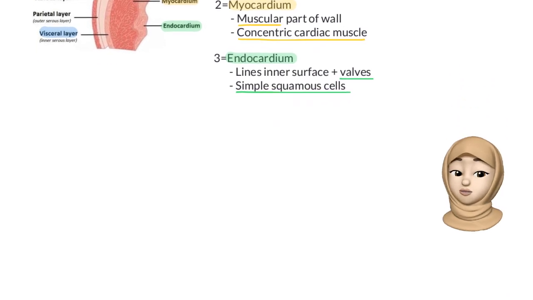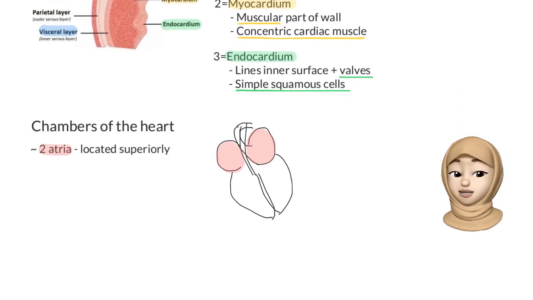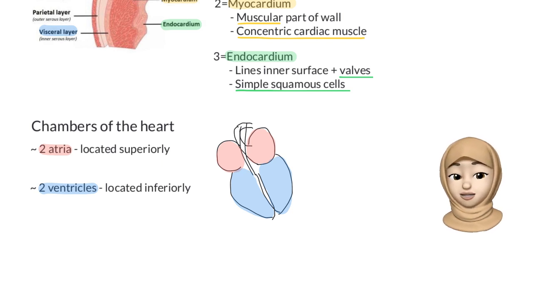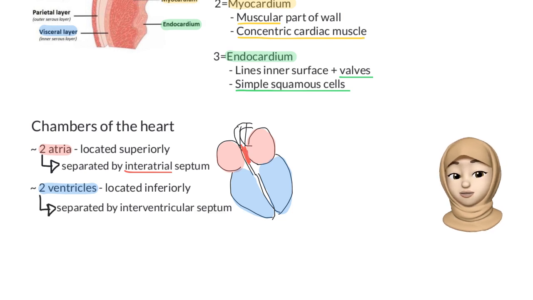Within the heart, there are four chambers. There are two atria located superiorly and two ventricles located inferiorly. The two atria are separated by an interatrial septum, and the two ventricles are separated by an interventricular septum.